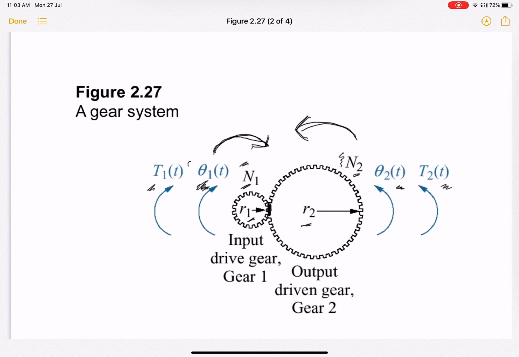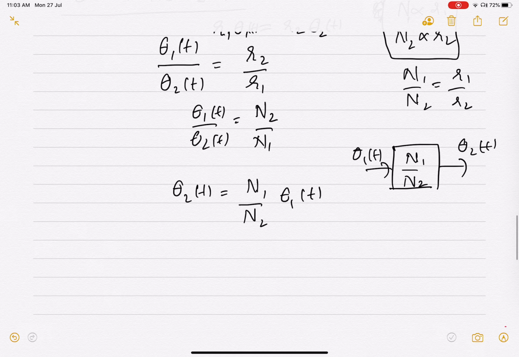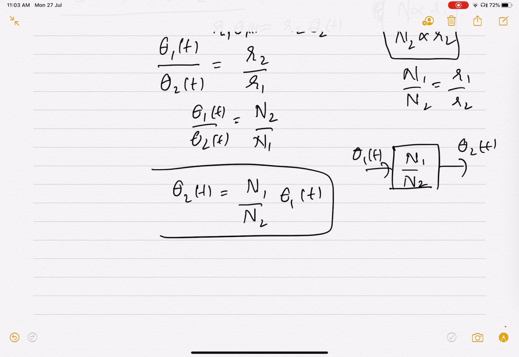So the larger gear moves by a distance of theta 2(t) in the same time t, which actually means that the relationship between theta 2 and theta 1 is also the relationship between omega 2(t) and omega 1(t). So if you differentiate this equation with respect to time, you get d theta 2 by dt, which is omega 2(t), is equal to n1 by n2 omega 1(t), right? So the angular velocity of the larger gear is going to be smaller.